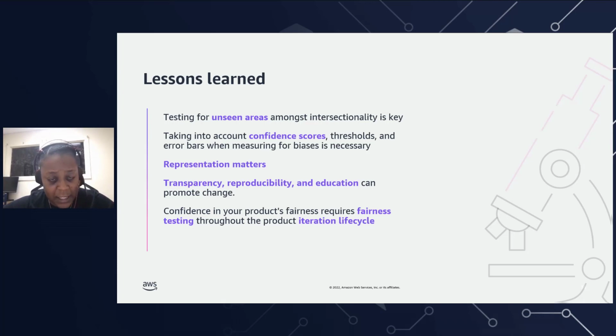Transparency, reproducibility, and education can promote change. That's exactly what we do, exactly what I do as a tech evangelist on our responsible AI team. And so that's something that we really want to drive home. And lastly, confidence in your product's fairness requires fairness testing throughout the iteration of the life cycle. So we cannot assume unless we test. And remember, this is not a one and done, it's a continuous thing.